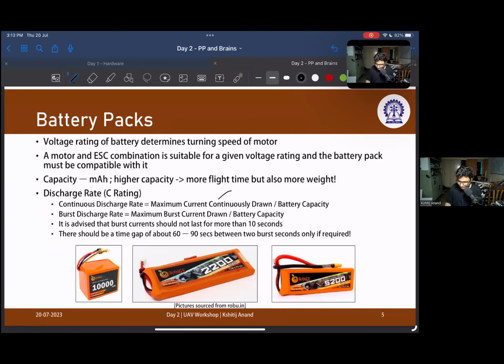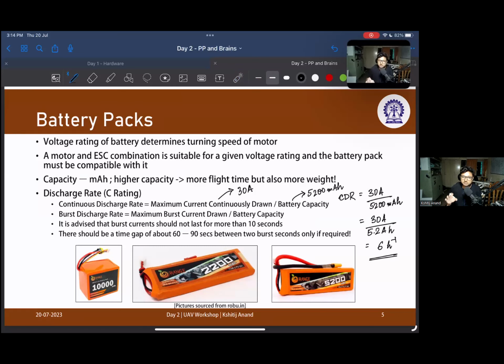So let's say the maximum current drawn is 30 amperes, and let's say the battery capacity is 5200 milliampere hours. Then your continuous discharge rate is simply going to be 30 amperes divided by 5200 milliampere hours. So this is going to be 30 amperes by roughly 5.2 ampere hours. So this is roughly going to be 6 per unit hour. So this is the discharge rate.